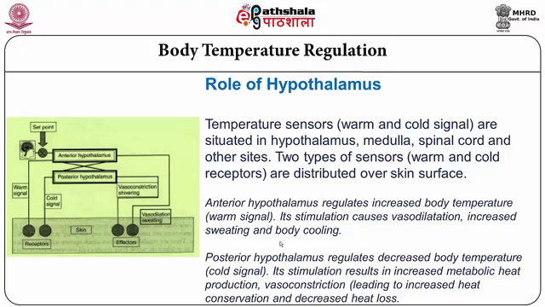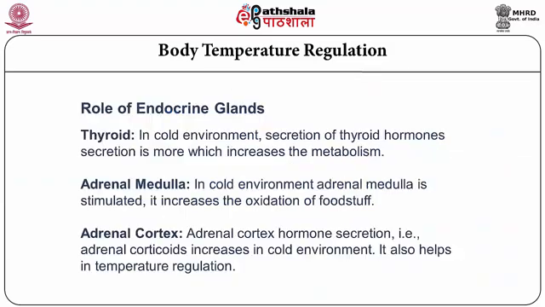When the warm center gets stimulated, it causes vasodilatation. That means a greater amount of blood can flow through, and as a result there can be increased sweating and the body can be cooled down. Cold center stimulation regulates lowering of the body temperature loss. That means when it gets stimulated, increased metabolic heat production takes place, blood vessels get constricted, so there is heat conservation and a decrease in heat loss.